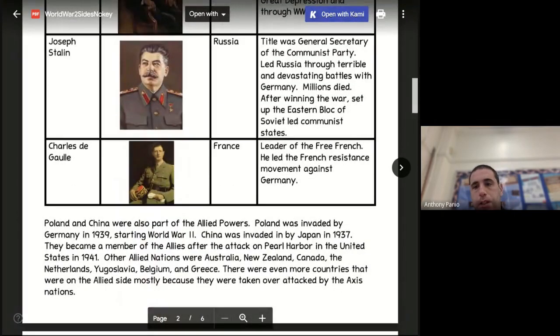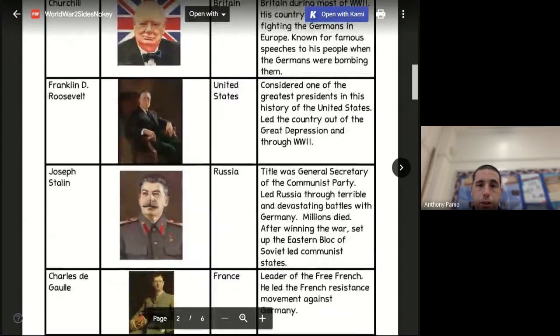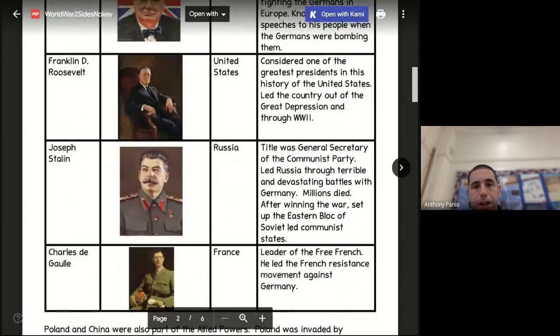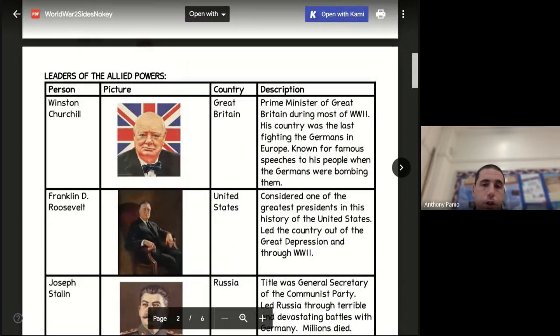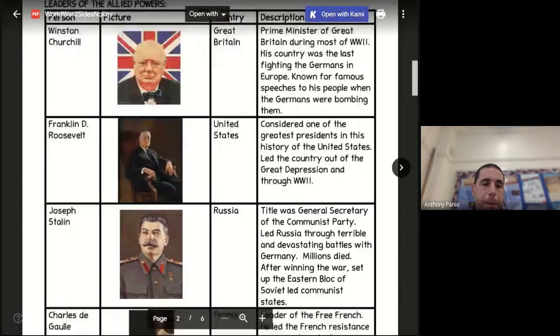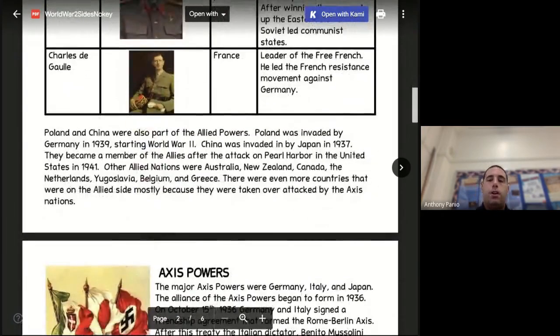Charles de Gaulle, he was the leader of France. He later led the Free French. He led the French resistance movement against Germany. Okay, so these are your major leaders. I would say Roosevelt, Stalin, and Churchill are the ones we need to know, though, because they just come up a bunch.